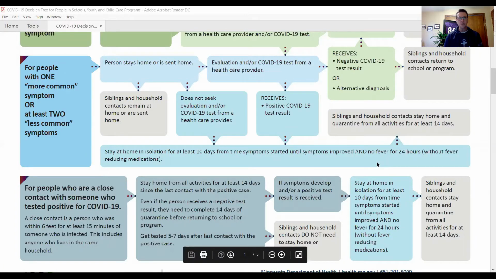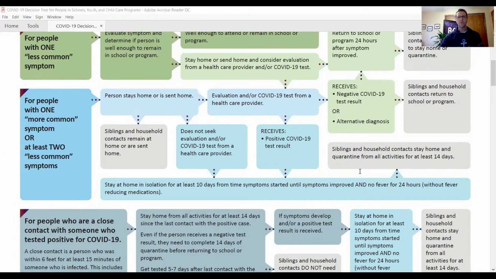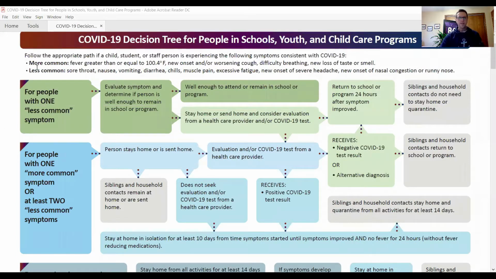So I'm going to throw the decision tree up on the screen so that you can see it as well. And what we'll start with on this decision tree is up at the top here, just so that you're aware. These are the two categories of symptoms, when we refer to a more common or a less common symptom, this is what we're talking about. A more common symptom of COVID-19 is a fever greater than or equal to 100.4 degrees Fahrenheit, new onset or worsening cough, difficulty breathing, or new loss of taste or smell. The less common symptoms are the sore throat, nausea, vomiting, diarrhea, and you can read those symptoms on the screen.